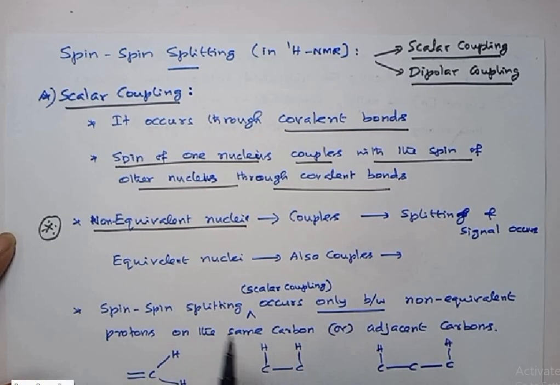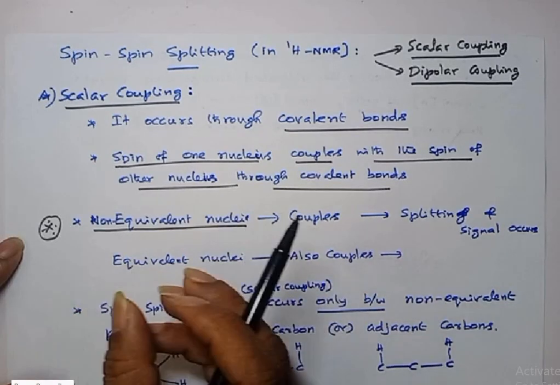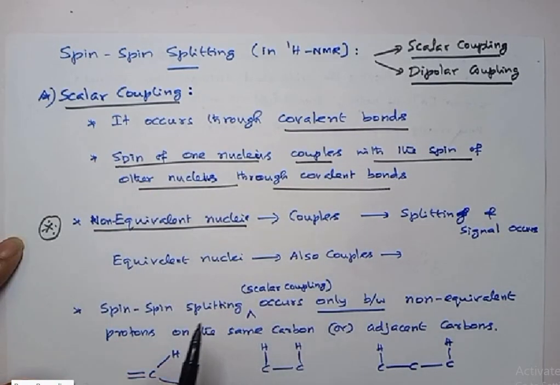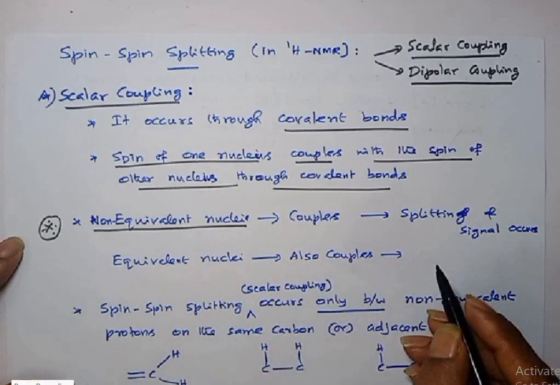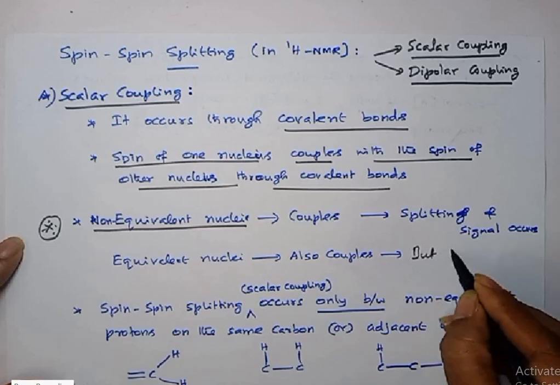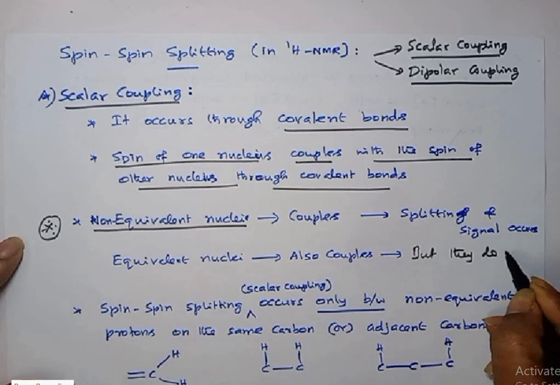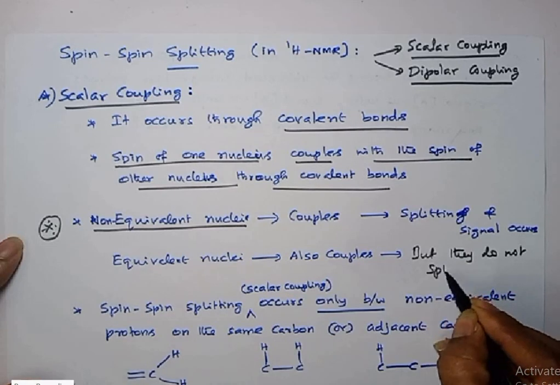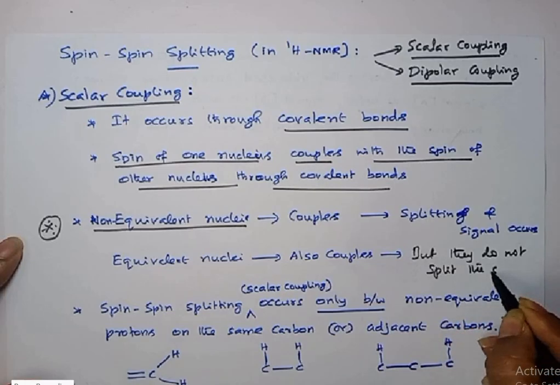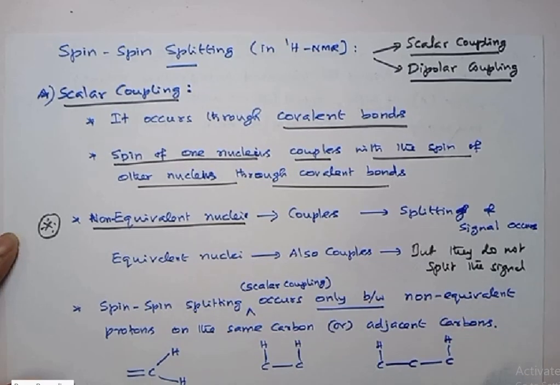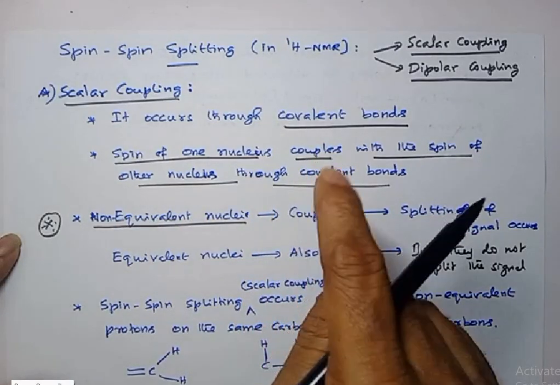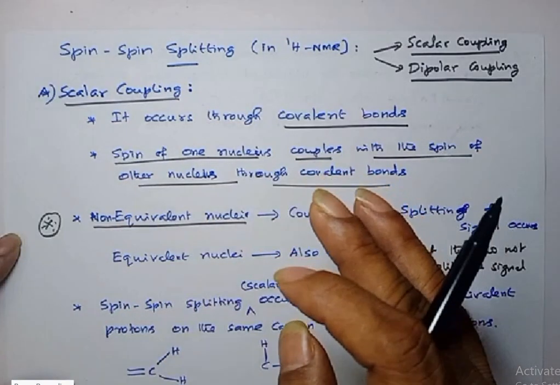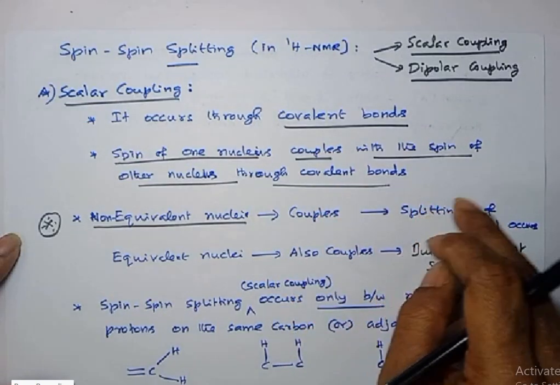Remember, equivalent nuclei, that is nuclei having the same chemical shift. Equivalent nuclei also couple, but they do not split the signal. Observe carefully, very important. When non-equivalent nuclei couple, the energy levels of the spin state get changed so that splitting of signal may happen.